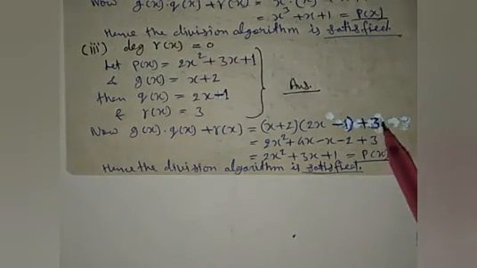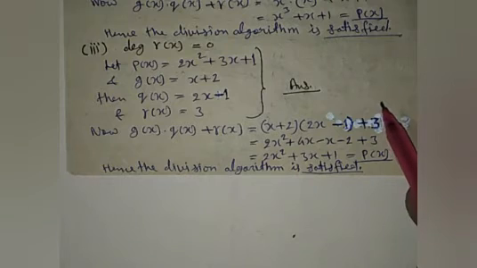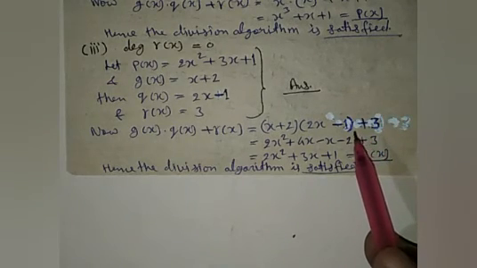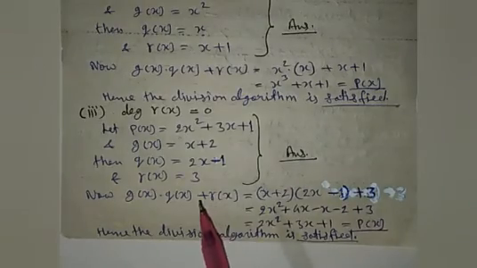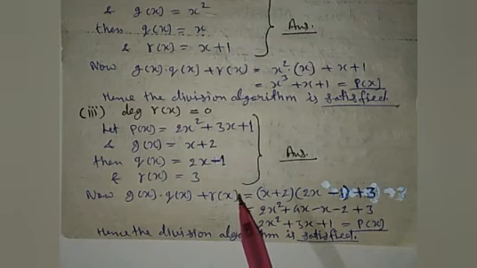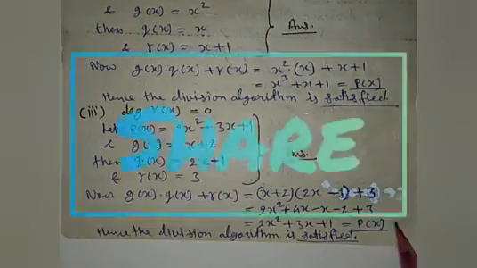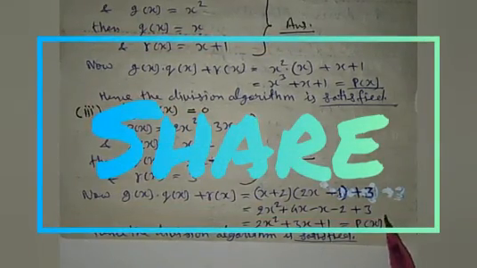So here we have completed exercise 2.3, and exercise 2.4 is optional for you. So you may solve optional exercise 2.4 or you may not, because it is not from the exam point of view. It is dependent on the cubic polynomial.